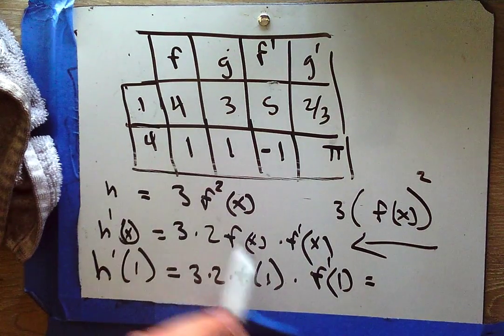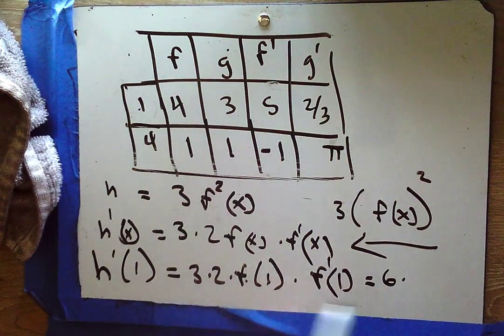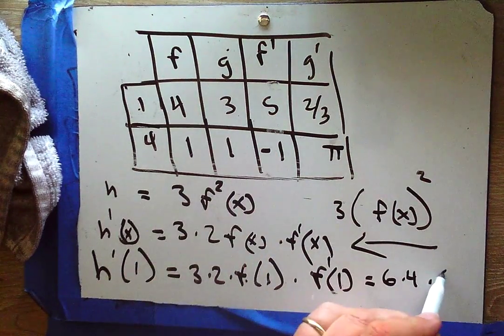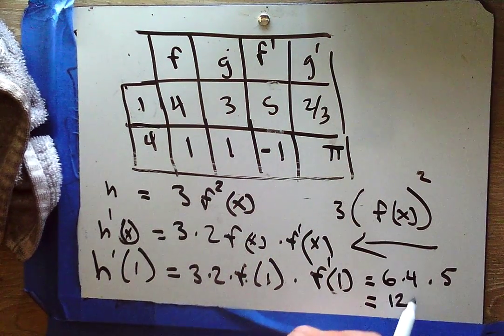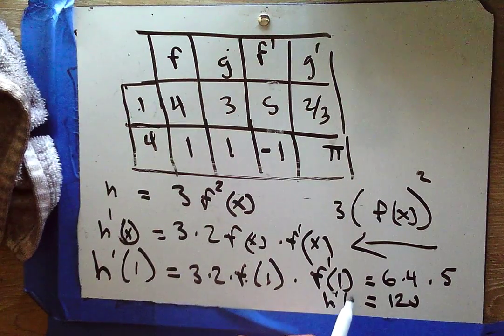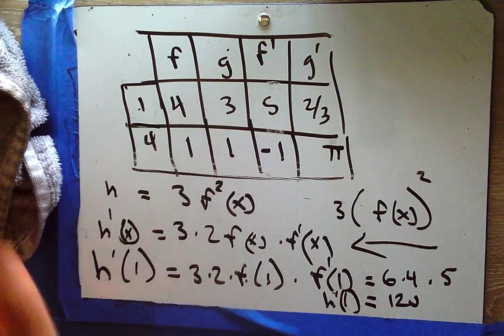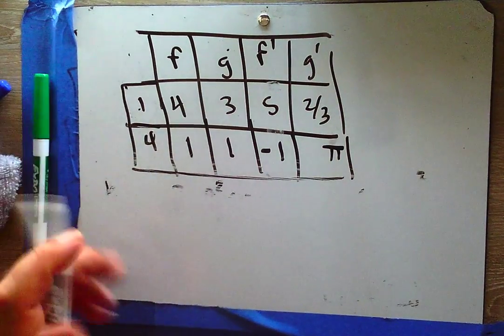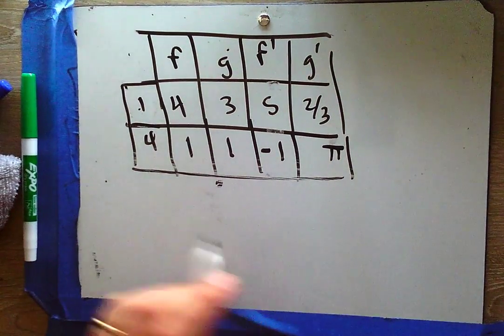Okay, I need f of 1. F of 1 is 4. 2 times 3 is 6, times 4, times f prime of 1, which is 5. And so we end up with 120. H prime of 1 is 120. So let's do a couple more of these, and then you can rest your head.